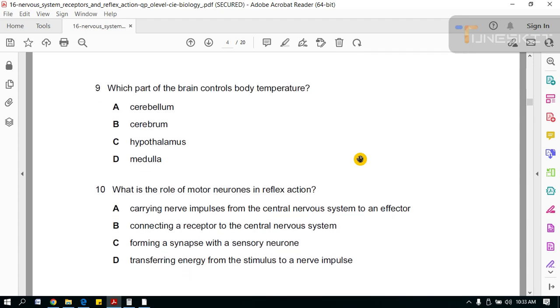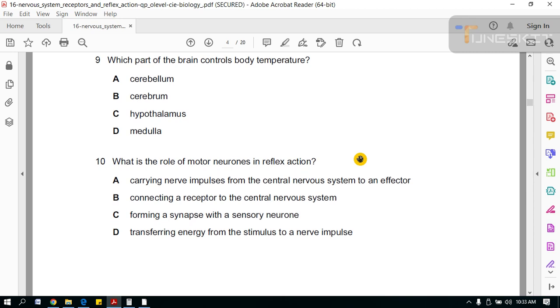Now MCQ 9. Which part of the brain controls the body temperature? Again it is repeated in this case. We have already done one MCQ before that. Which part of the brain controls body temperature? Hypothalamus is the part of the brain that controls the body temperature.